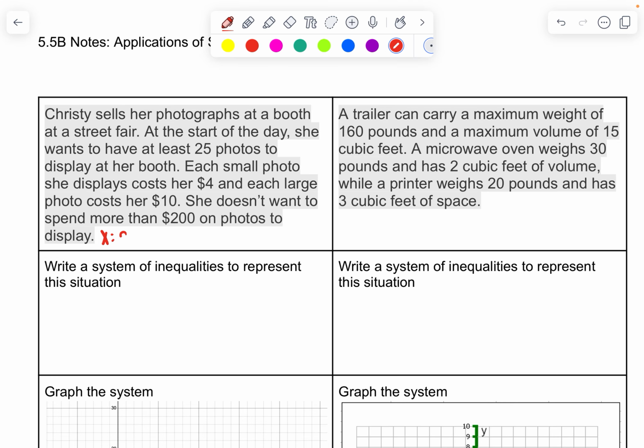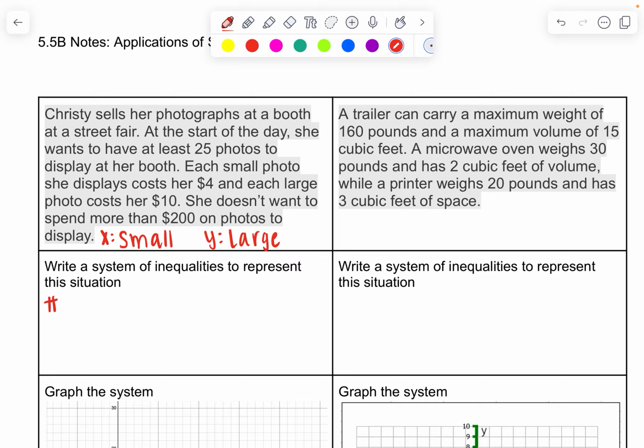So let's let X equal the small photos. I'm only choosing that because they talk about small photos first. It really doesn't matter which one you choose as X and which one you choose as Y. Write a system of inequalities to represent the situation.